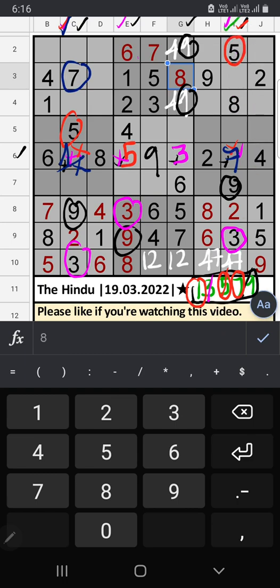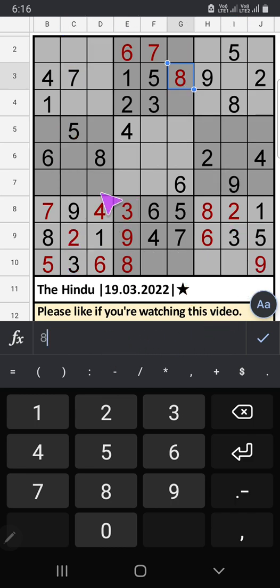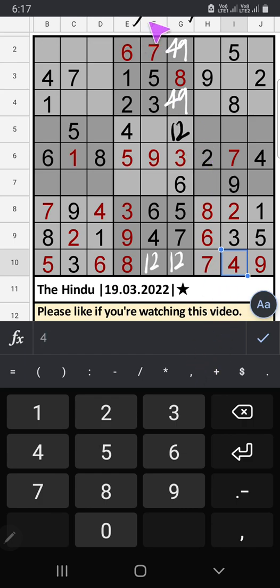Column I we have 7. So 7 can't come in the cell. 7 is confirmed here. Then 4 is here. Column G, 2 numbers are remaining, 1 and 2. It will come in another 2 cells. We will confirm later. Column E, only 1 number is remaining, 7. 7 is confirmed here.